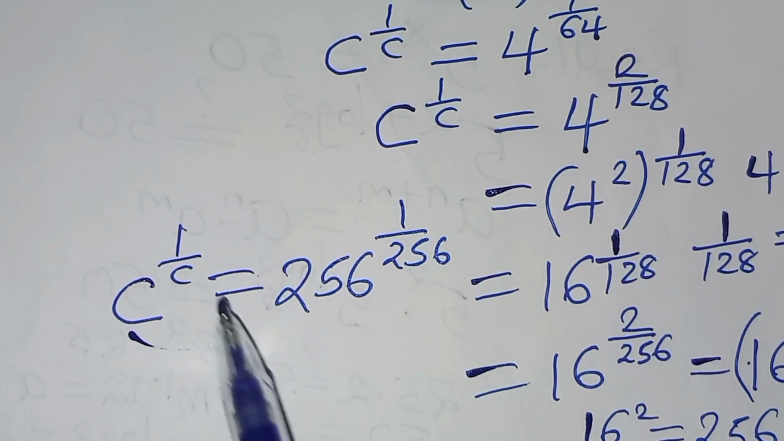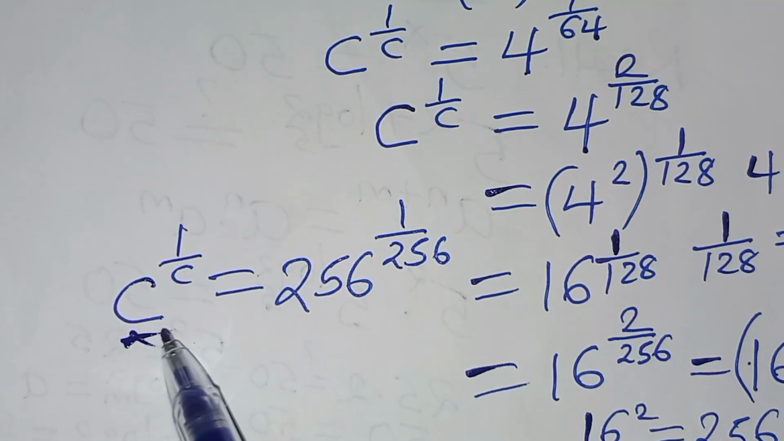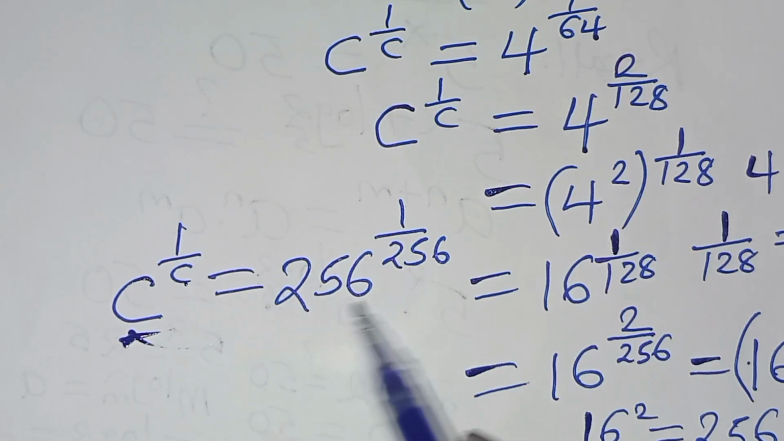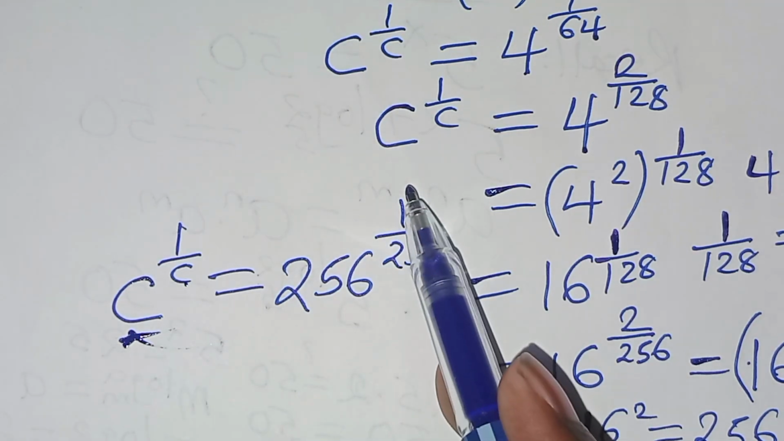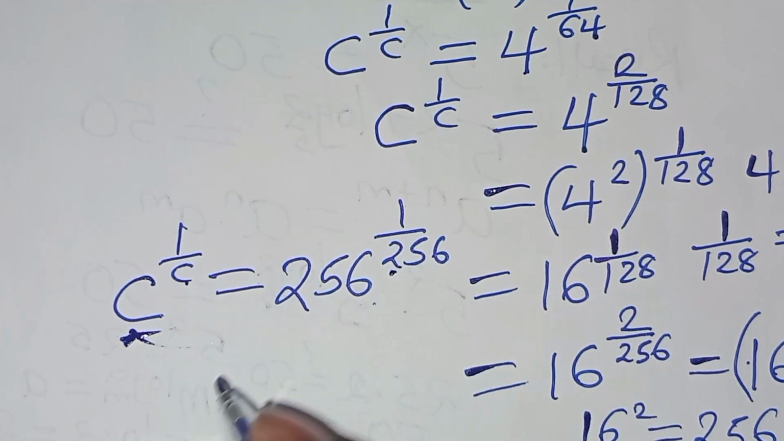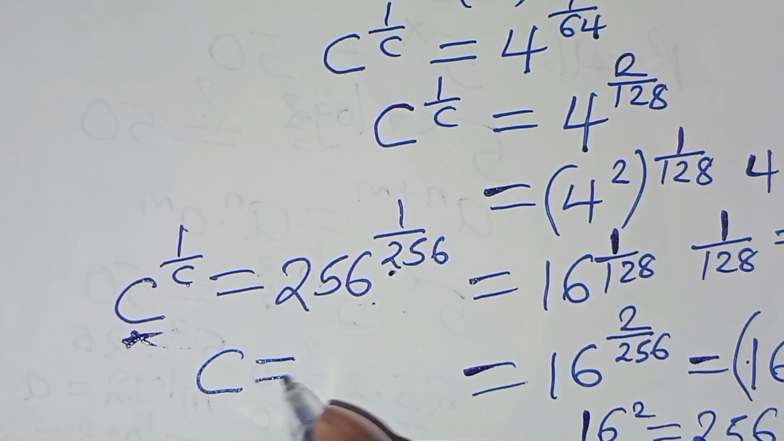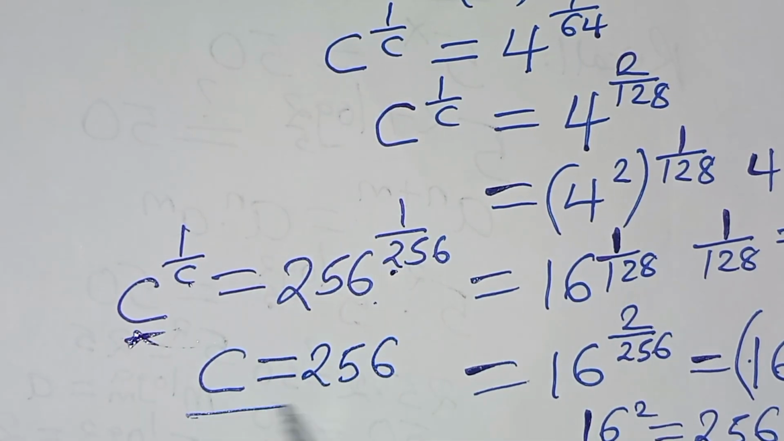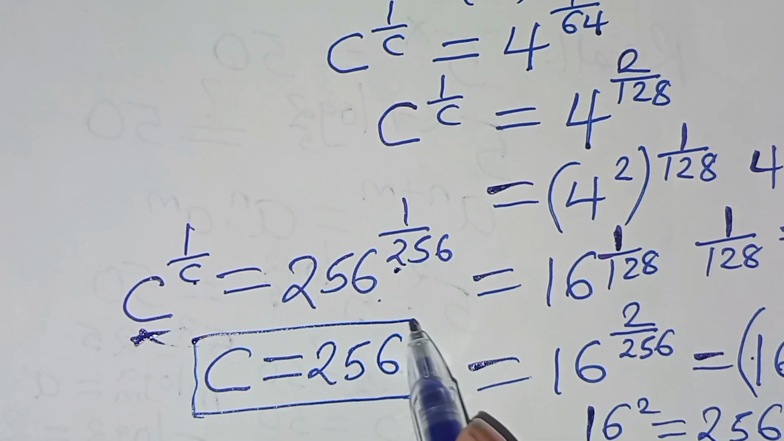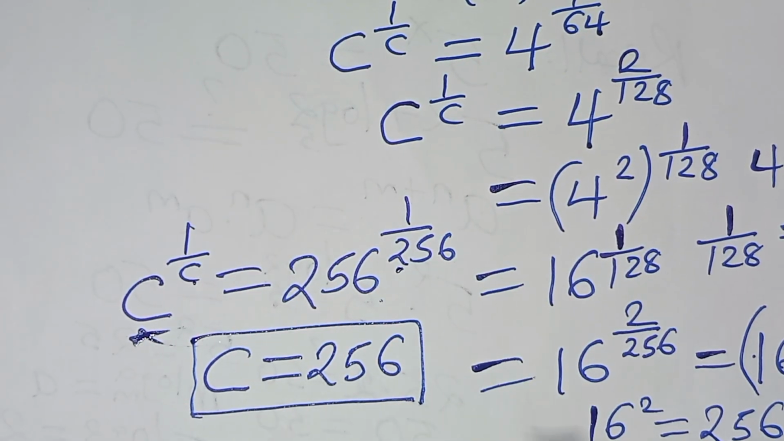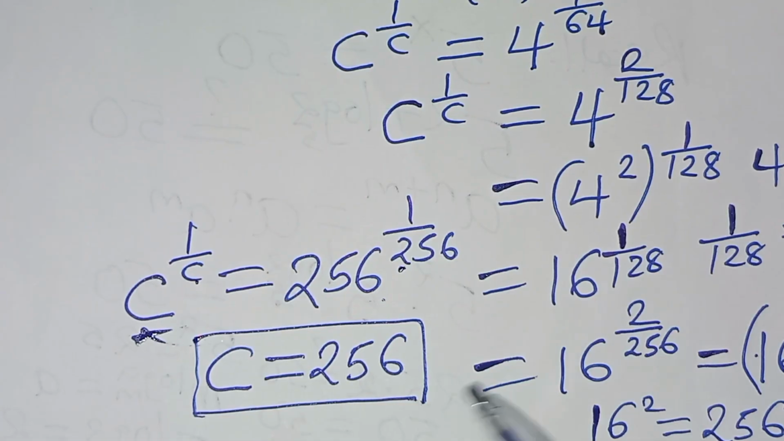Now clearly here, you can see that the base is equal to the reciprocal of the exponent. So in the same case here, we have 256 raised to power 1 over 256. So 256 and 256 is the same. So that implies that the value of c is equal to 256. Now the next step here is to verify that this value of c satisfies the equation by following these steps.